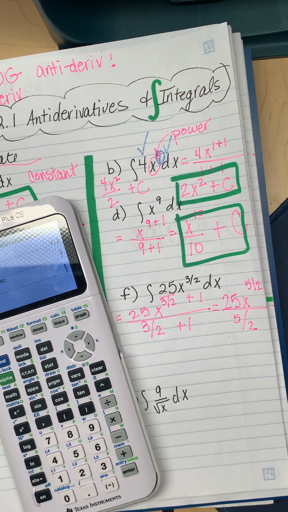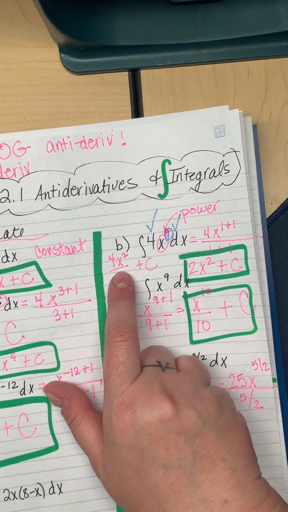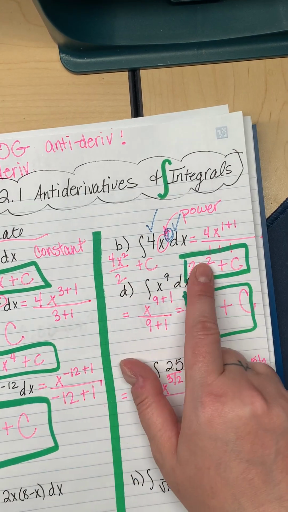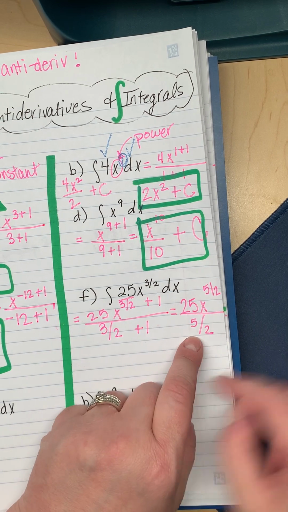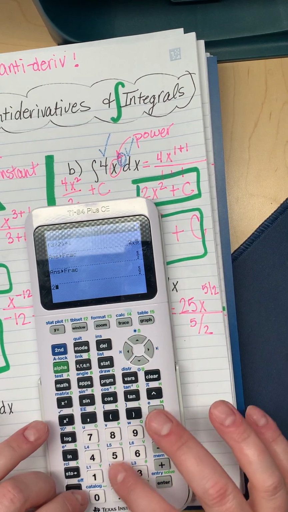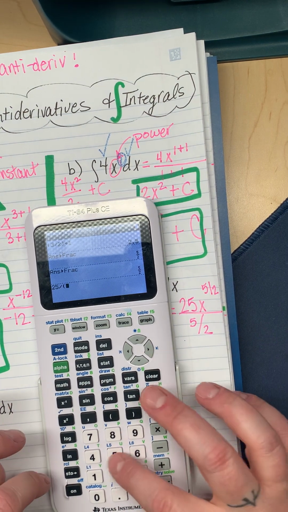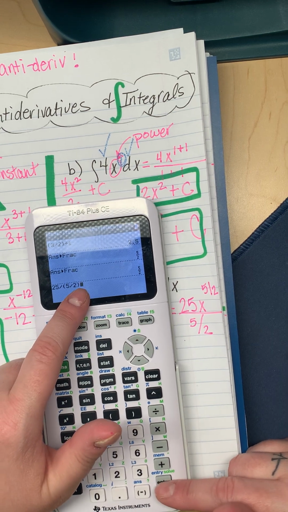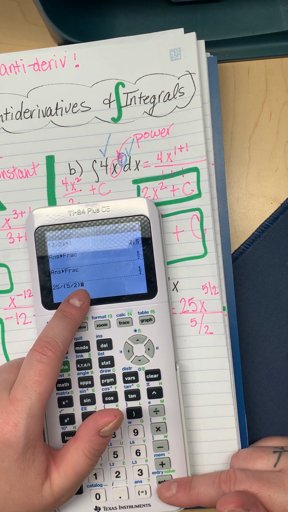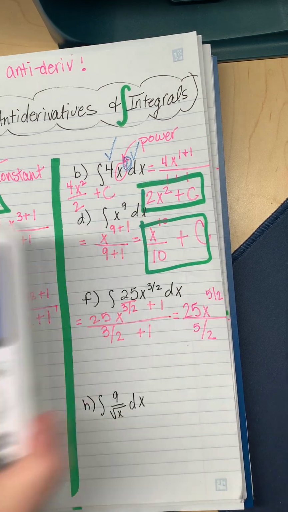Okay, then we're going to clean it up. Just like on part B, we said 4 divided by 2 is 2. We're going to do the same thing here. We're going to say 25 divided by this fraction. I'm just going to use parentheses when I say divided by that fraction because I'm scared. So make sure you put parentheses in the bottom of your fraction. Anyway, hey, we get 10.